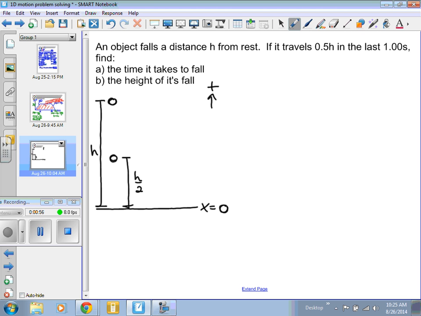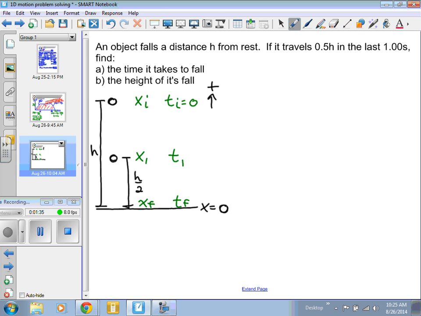Then we've got some information about the time that takes. So there's my situation. When the ball is up here at the top, we're going to call that our initial position, x initial, and also our initial time, which is going to be 0. Then when the ball is at h over 2, we're going to call that x1 for position 1, and that's going to be time 1 as well. And then when it's at the bottom, we're going to call that x final and time final.